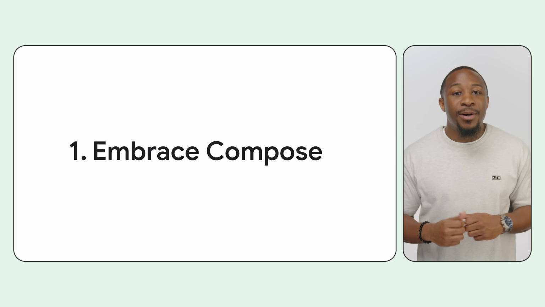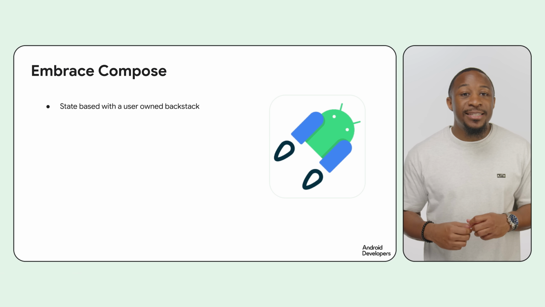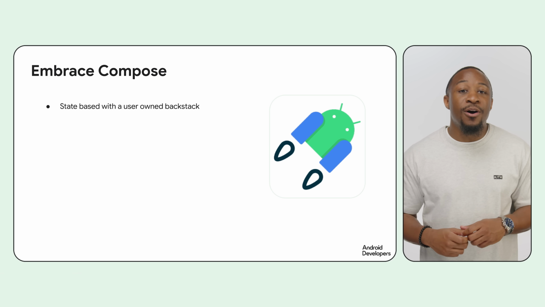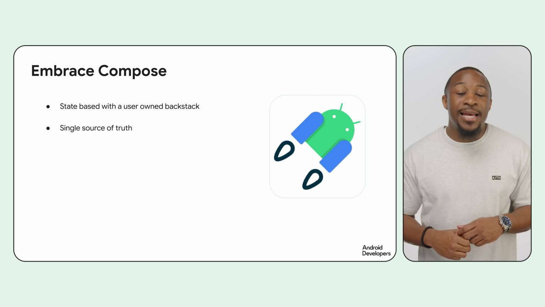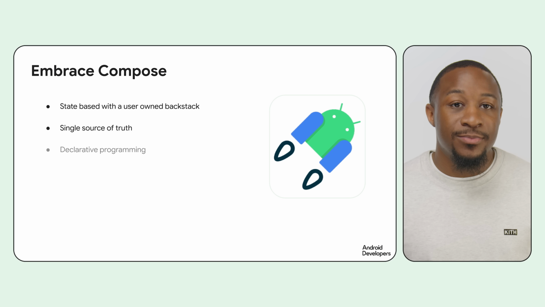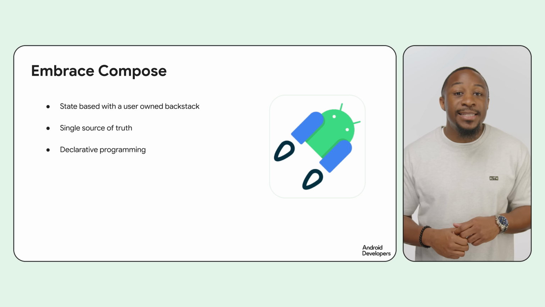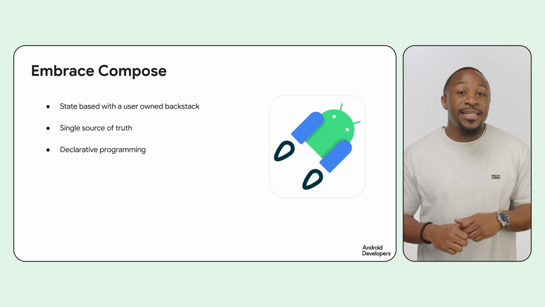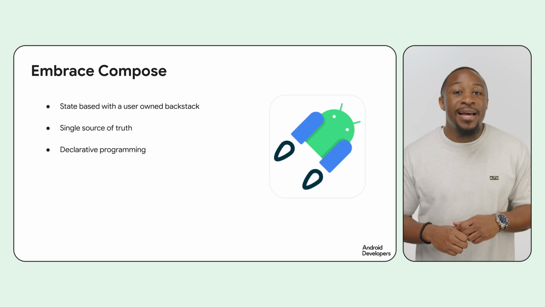1, embrace Compose. This means providing a state-based solution where the developer owns the Backstack state, and that Backstack state acts as the application's single source of truth. And we should embrace a fully declarative programming model while thinking about efficiency in both writing and reading code. It is easy to think of Compose as just a replacement for views or fragments, but that is not the case. It has its own sets of patterns and concepts that the Navigation 3 library should stick to.